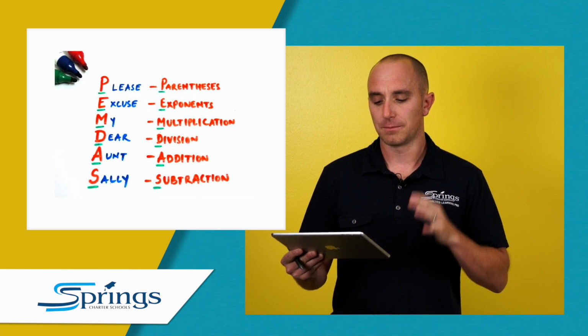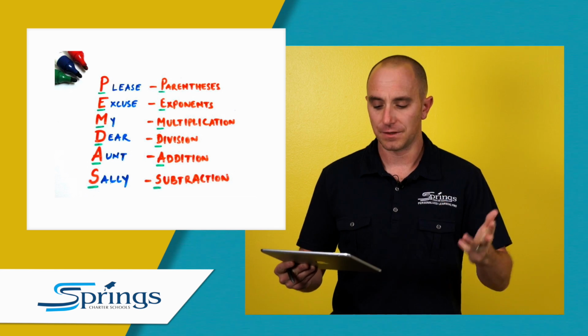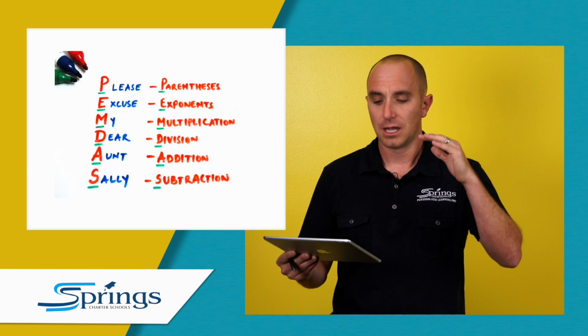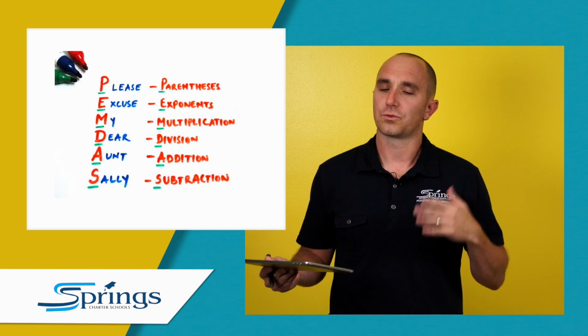Okay, so I'm going to leave you with this last thing. PEMDAS, please excuse my dear Aunt Sally, is going to stand for parentheses, exponents, multiplication, division, addition, subtraction. And of course, multiplication and division, addition and subtraction are going to go in order from left to right, with whichever one shows up first.